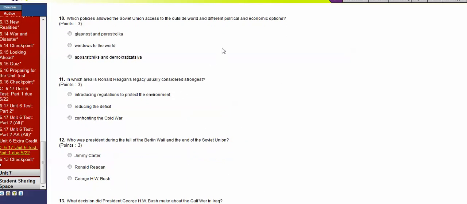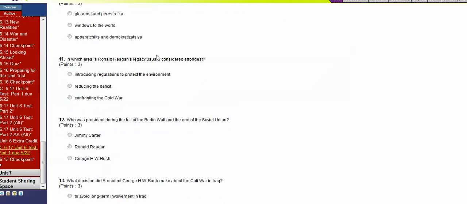Number 10, which policies allowed the Soviet Union access to the outside world and different political and economic options? Was it Glasnost and Perestroika, Windows to the World, or Apparatus and Democratia? Apparatus and Democratia. That's a very tough one to say.